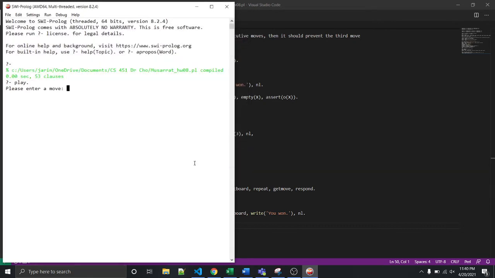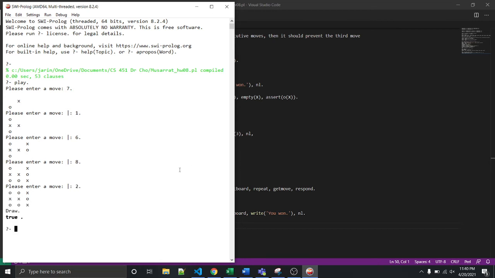So if I play, I type play, and to remove I can go with 7, and then I can go with 1, blocks, and then if I go with 6, blocks, then, so this is a draw.